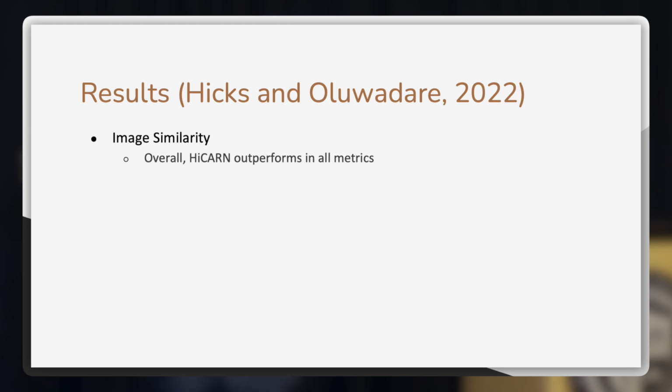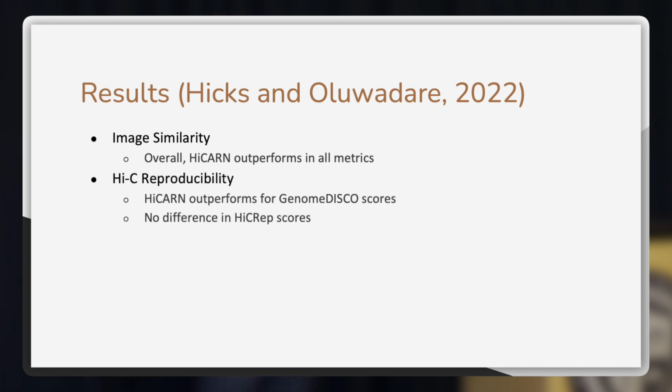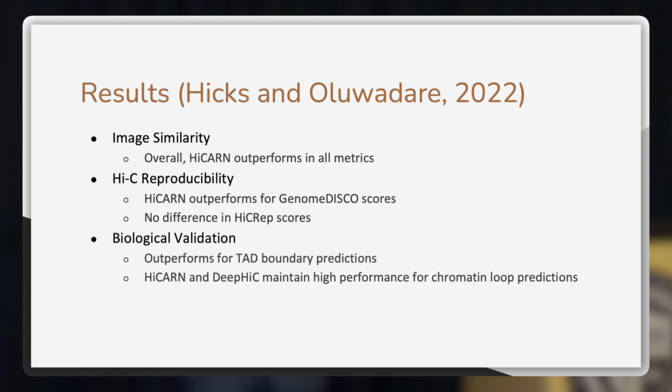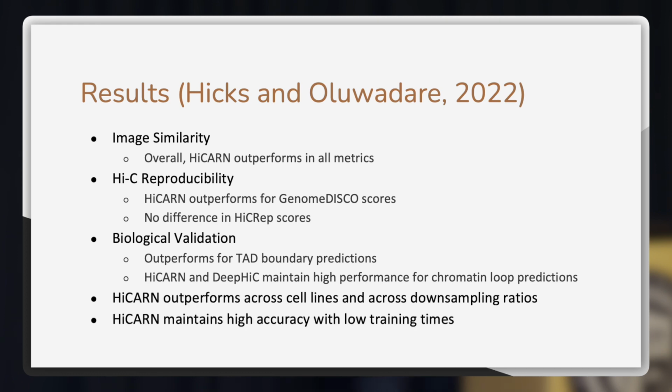And so these results, I don't have time to show them here, and they're all box plots anyways that you don't want to see. For image similarity, overall, our model outperformed the existing models in all of our metrics. For Hi-C reproducibility, we used 2 different tests, GenomeDISCO and HiC-Rep, where our model outperformed in GenomeDISCO. However, in HiC-Rep, there were no differences across the models. And then for our biological validation, we outperformed in TAD predictions, and our model, as well as DeepHiC, maintained high performance throughout the chromatin loop predictions. And our model also maintains high performance with low training times.